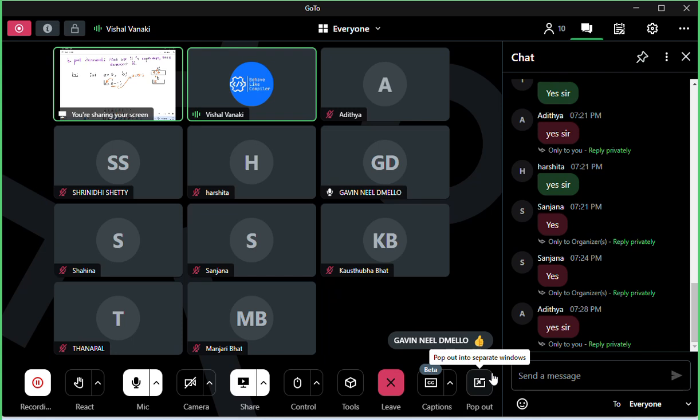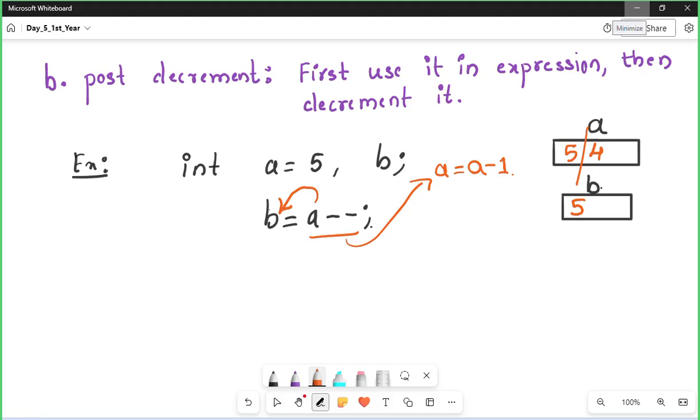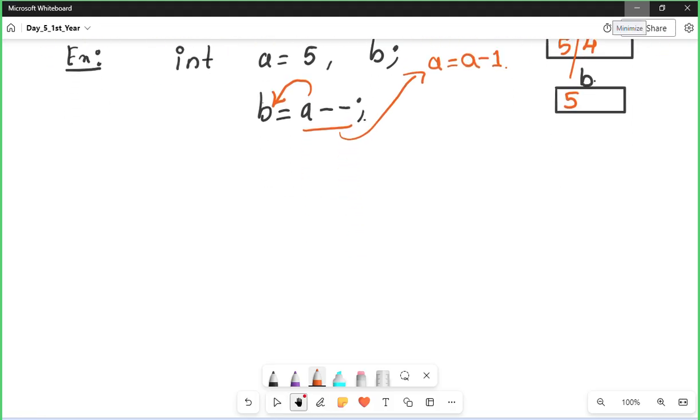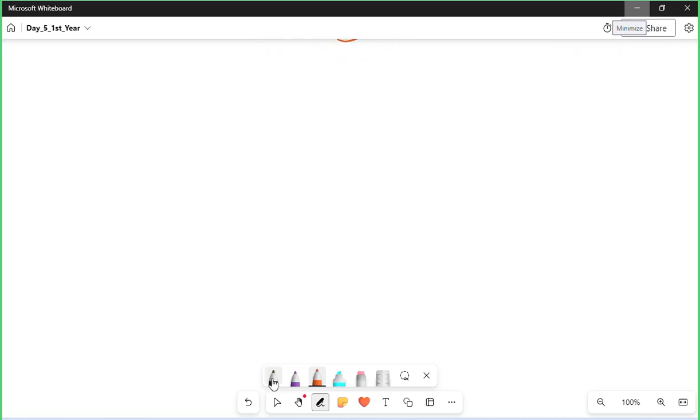Okay, very good. We will cover one or two more operators and then we will start solving examples. So the next one is the relational operator. The second type of operator is the relational operator.